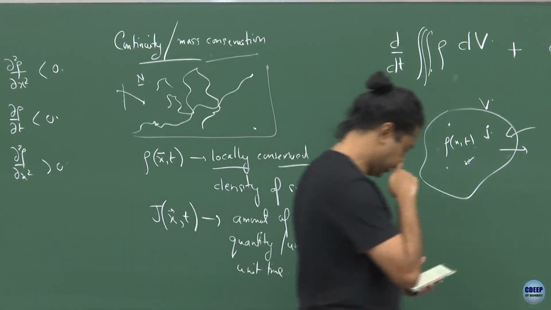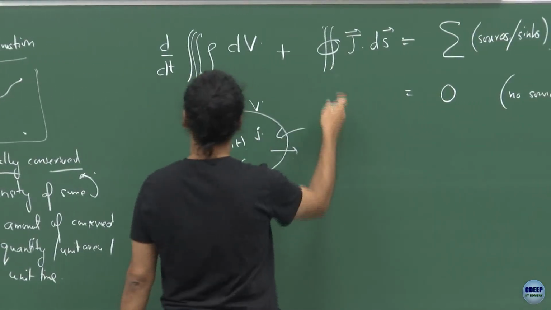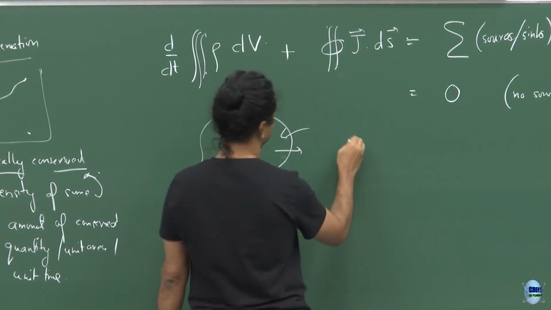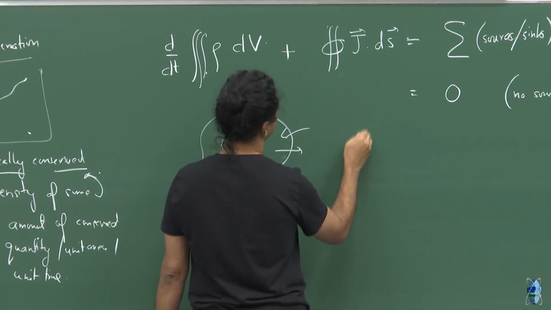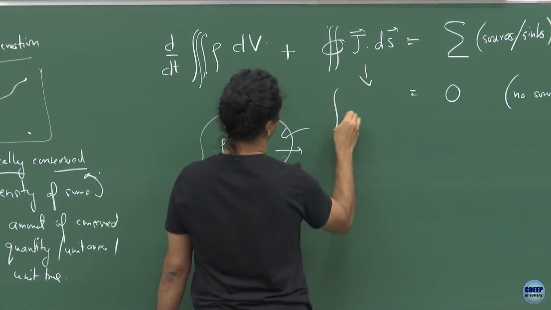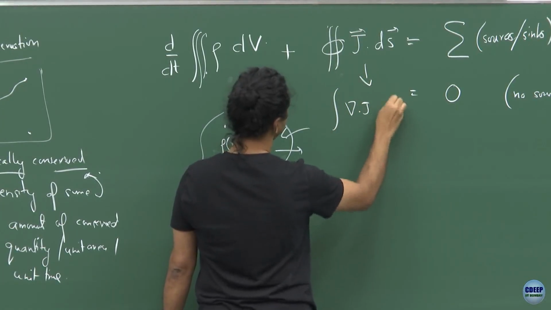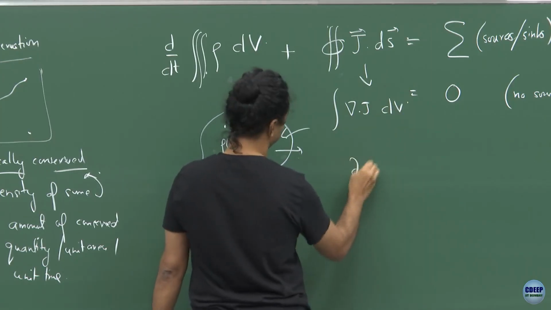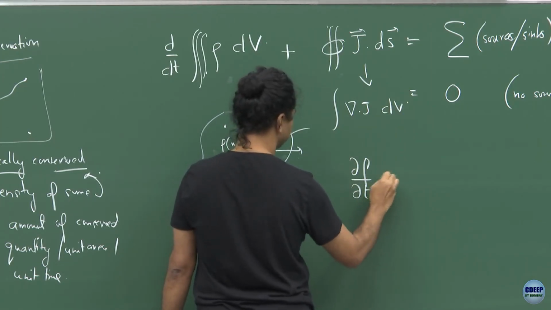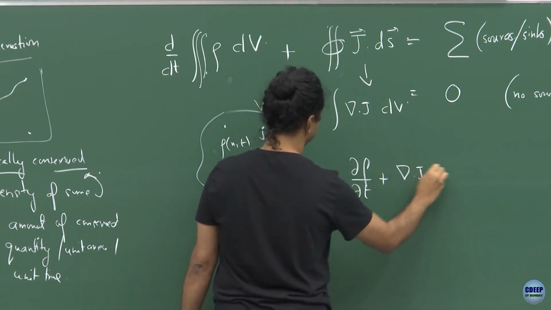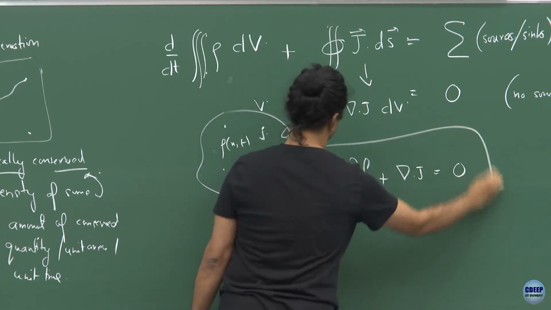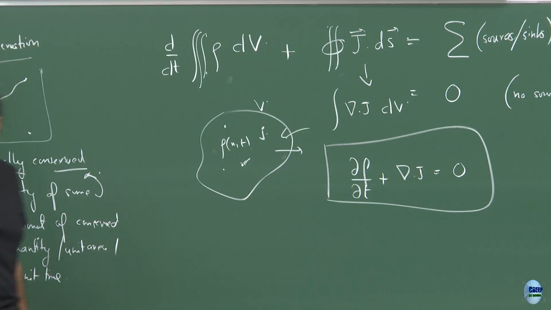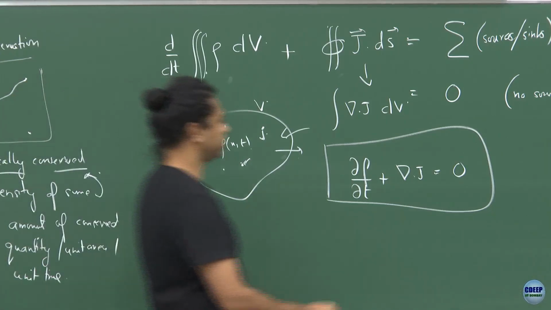And then if you use the divergence theorem, you can write this as a volume integral. So J dot dS becomes divergence of J dV. What this gives you is the continuity equation: del rho del t plus divergence of J equal to 0. This continuity equation, I think all of you are familiar with.